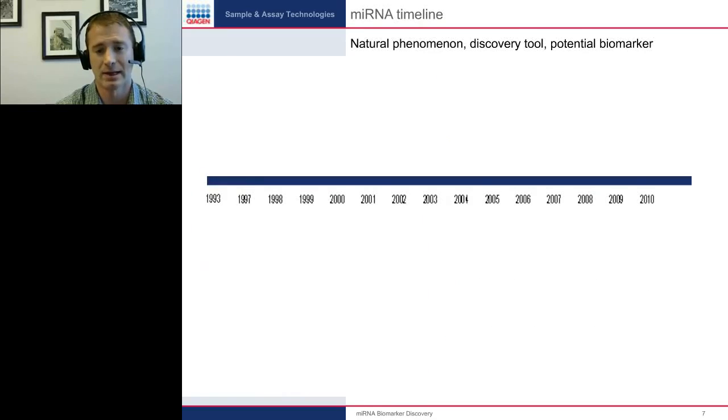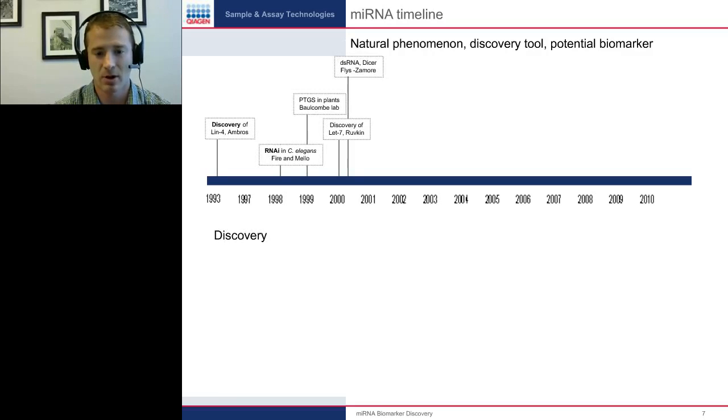Let's briefly highlight some of the key findings of microRNA over the past 20 years. And it's nice to see the progression in a very small, condensed time frame. You have the initial discovery of microRNAs, particularly the first characterized microRNA by Victor Ambros and colleagues, lin-4. RNAi was characterized by Fire and Mello in C. elegans in 1998, which led to their 2006 Nobel Prize.